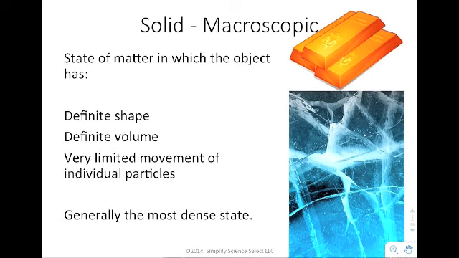A solid on the macroscopic level has a definite shape and definite volume. So the solid says, yes, this is the shape of this gold bar. It is always that until I somehow do a physical change on that. It has very, very limited individual particle movement. So these things don't move very much. And generally, the solid is the most dense state because the molecules are the most packed in. Now, that's a general statement because it's not always true for water.